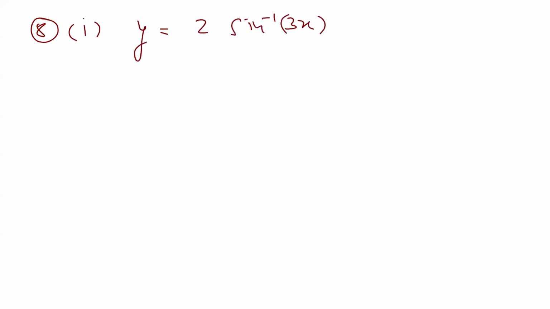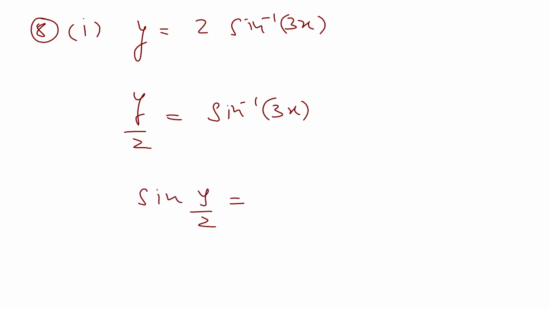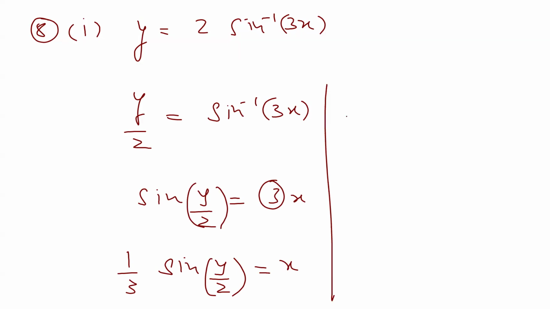So x should be on the left hand side and all the other terms should be on the right hand side. Step number 1 will be division of 2 sine inverse 3x. Shift 2 on the other side, so this will become sine y by 2, which is equal to 3x. Then shift this 3 on the other side, so this will be 1 upon 3 sine y by 2 is equal to x. Therefore x is equal to 1 upon 3 sine y by 2. So this is x in terms of y.